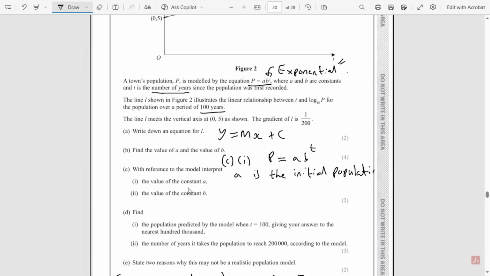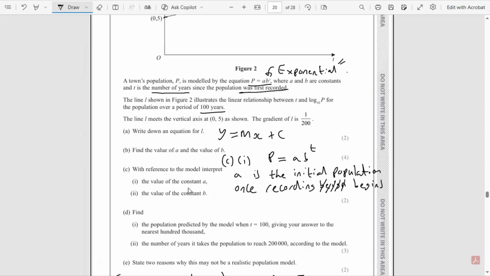It's the initial population. And when did we start measuring? It just says that T is the number of years since the population was first recorded. So what we'll just say is A is the initial population when recording begins. There we go.